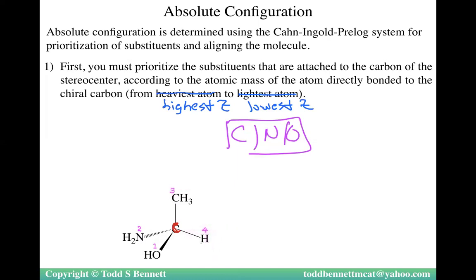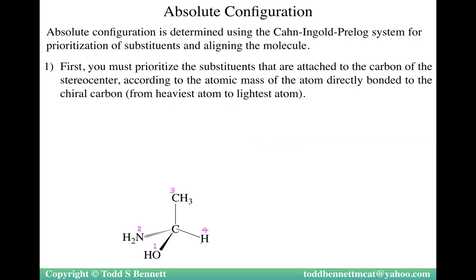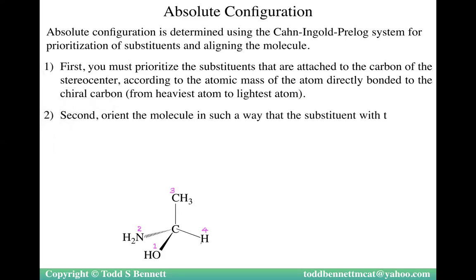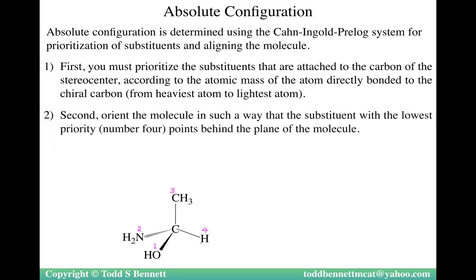Okay, the issue we run into here is how do we align it? So let me get rid of my drawings. So second, we have to orient the molecule in such a way that the substituent with the lowest priority, number 4, points behind the plane. So right here, number 4 is in the plane. So that's not the right orientation. That'd be like looking at your fingers and your thumb so that the index finger is blocking all your other fingers. You have to rotate it by 90 degrees. Same thing here. The rule is rotate it so number 4 is pointing back.